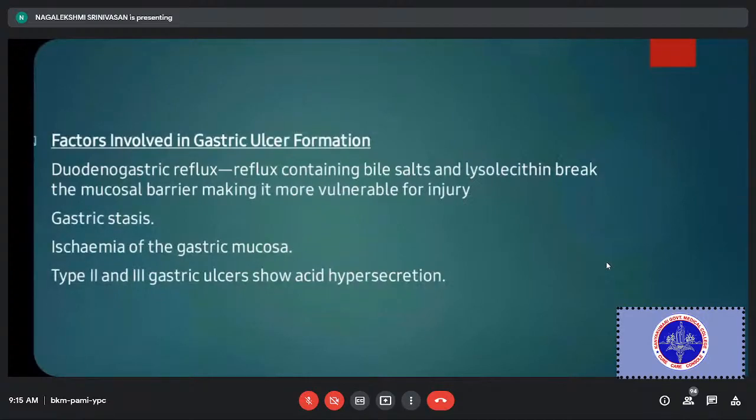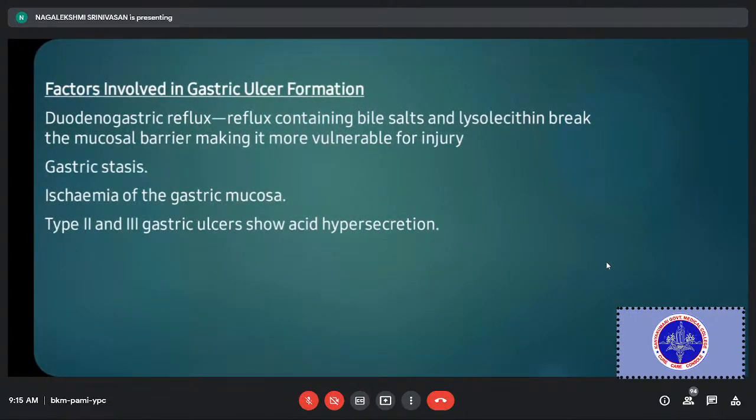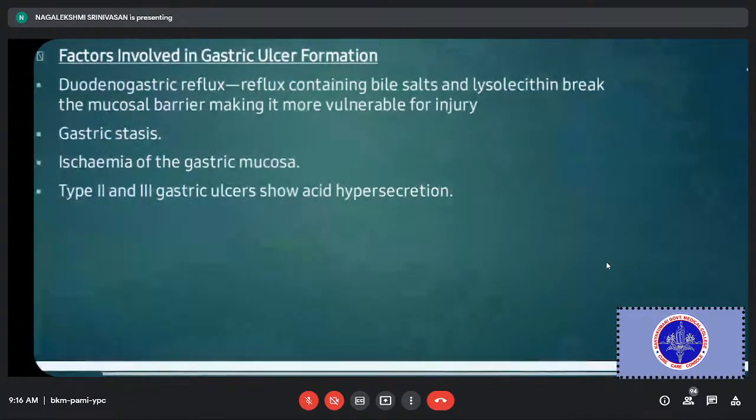So factors involved in gastric ulcer formation: the duodenogastric reflux. What happens here? Reflux of the bile salts and lysolecithin, both in the bile, goes to the gastric area and disturbs the mucosal barrier, making it vulnerable to injury. Gastric stasis. So what does stasis mean? Because of repeated ulceration, stenosis occurs at the antrum and pyloric region, and stasis, and that produces a vicious cycle. Ulceration, stasis, once again that induces injury to the gastric mucosal barrier, and ischemia of the gastric mucosa. So because of the repeated ulceration, the area becomes less vascularized, and ischemia occurs.